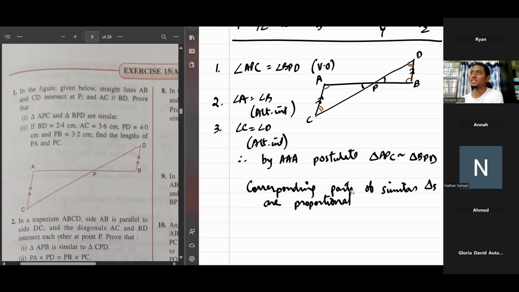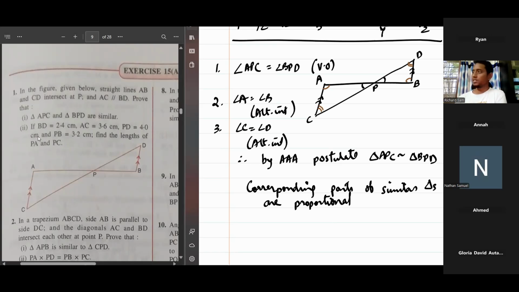Last year we used to write CPCT. You remember that? CPCT means corresponding parts of congruent triangles. But these are not congruent triangles. These are similar triangles, right? So we write corresponding parts of similar triangles are proportional to each other. That means all the three sides and all the three angles are proportional.